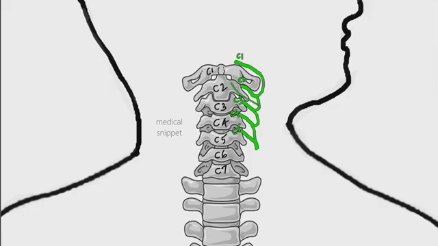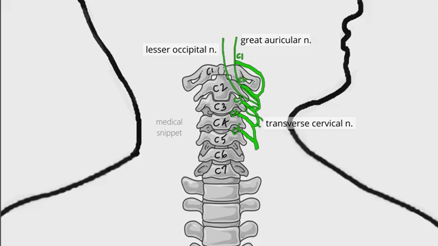3 branches arise from the loop of C2 and C3. They are lesser occipital nerve, great auricular nerve, and transverse cervical nerve. The 4th sensory nerve arises from the loop of C3 and C4. It is named as supraclavicular nerve.